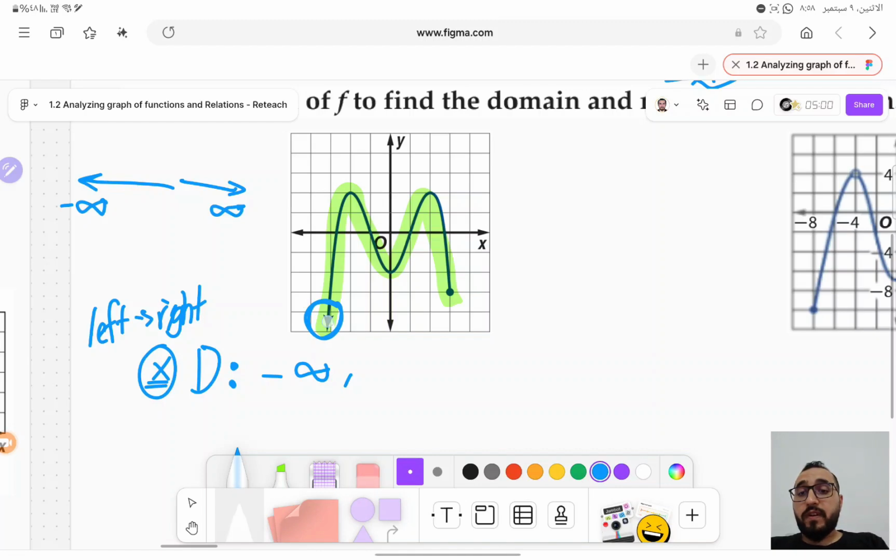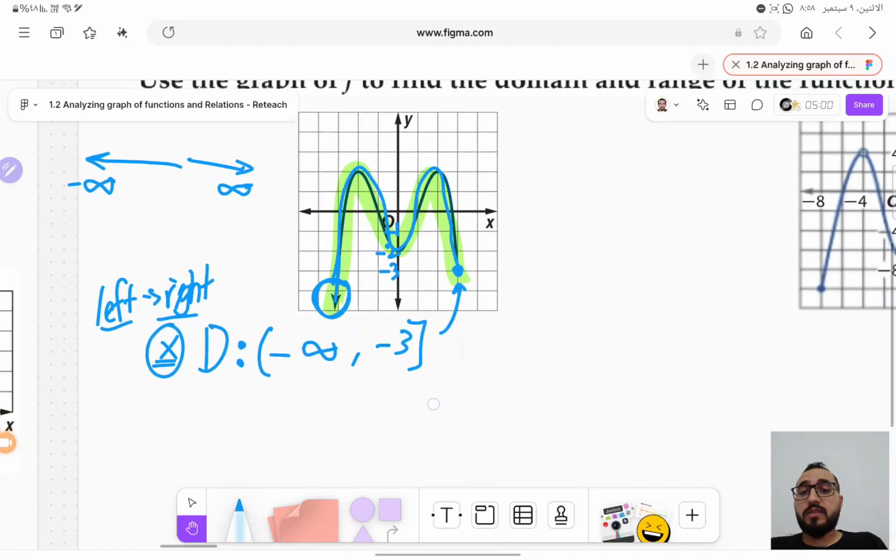Now if you move with your function from left to right, where is the last point on the right? It's this one here. If you check, this is a point, this is not an arrow. So what's the coordinate of this one? If we put this coordinate, -1, -2, -3. So from negative infinity to -3. And this one should be parentheses, this one should be a rectangular bracket because this point is a closed circle.